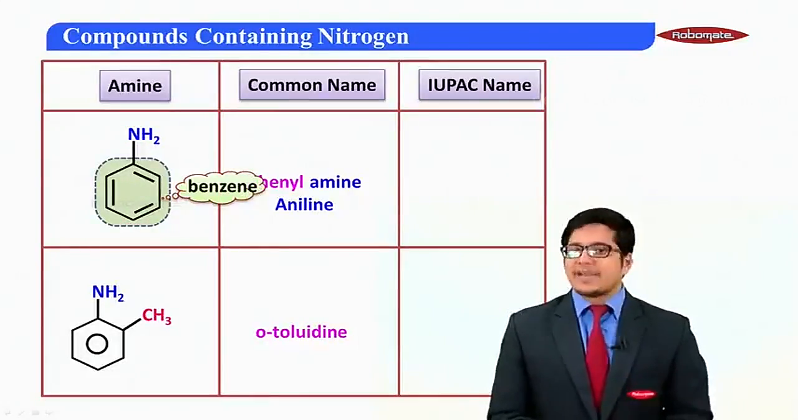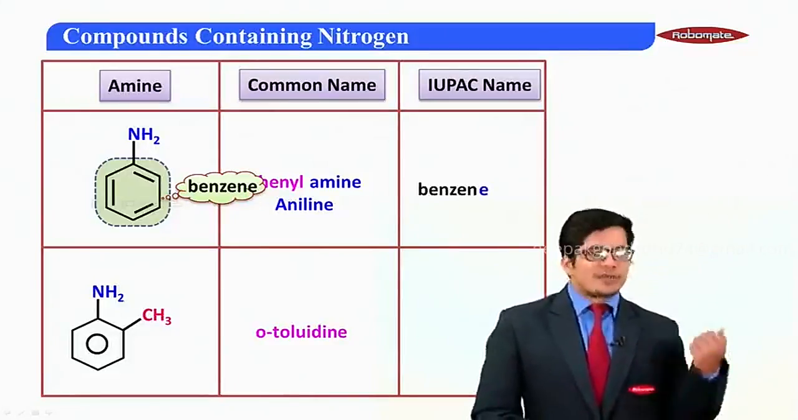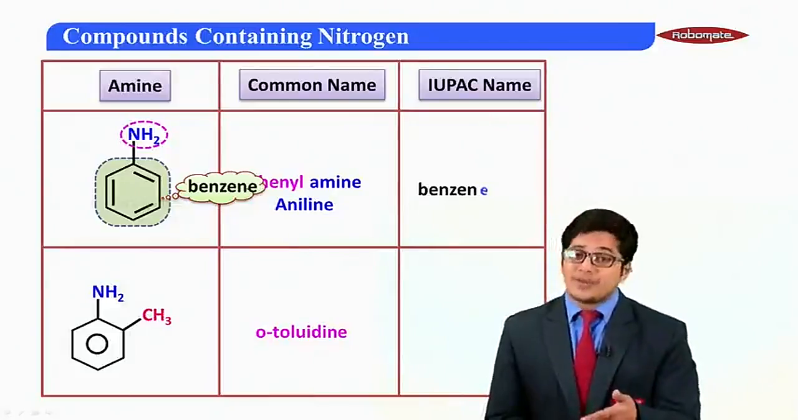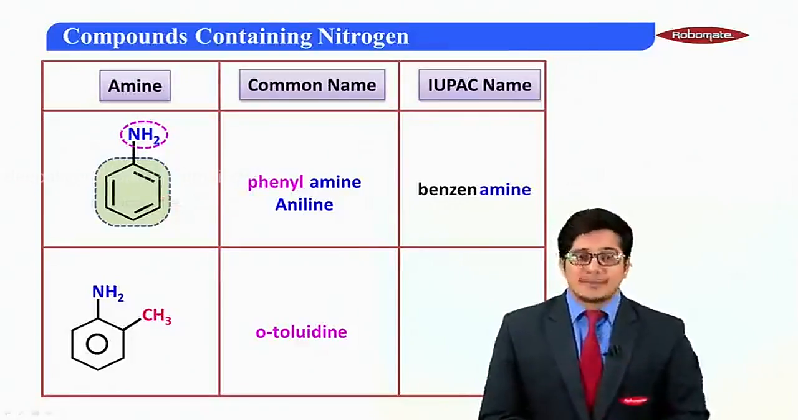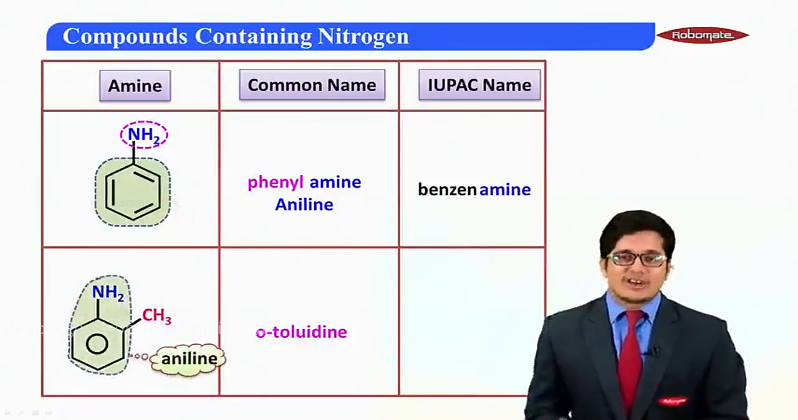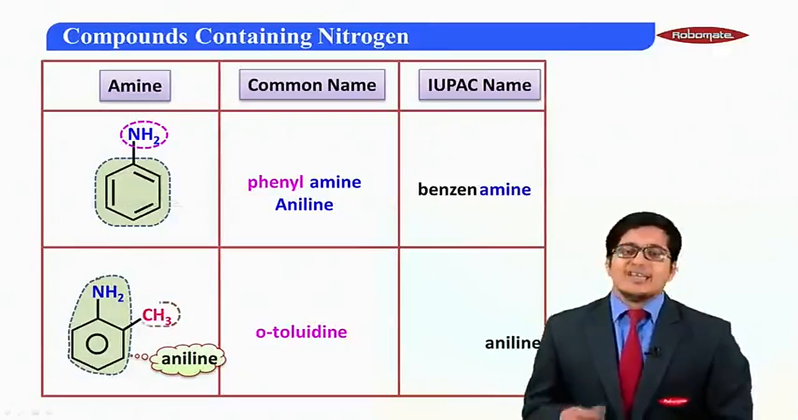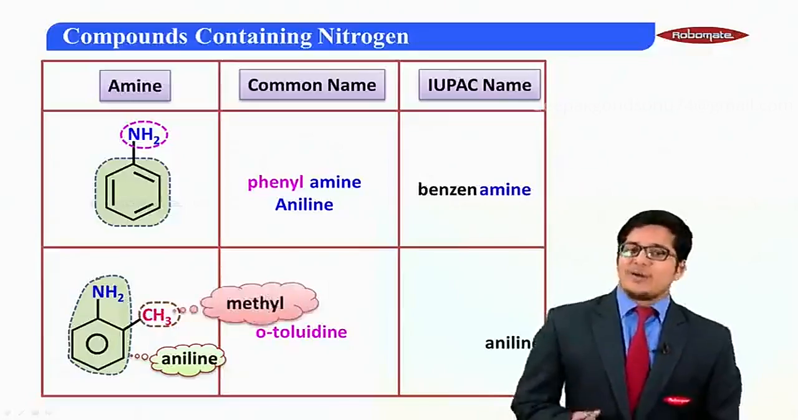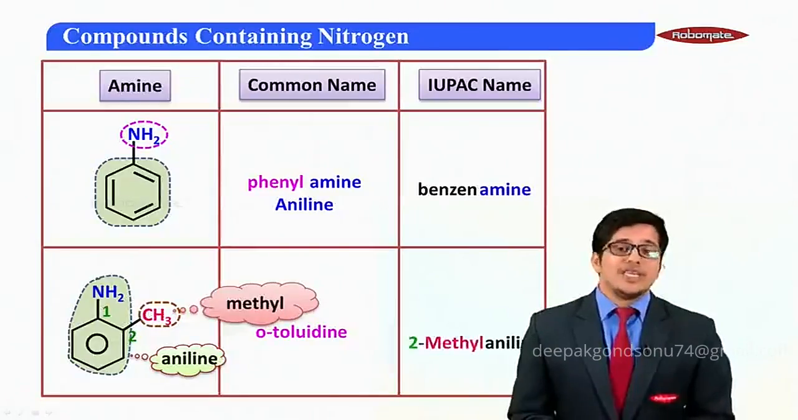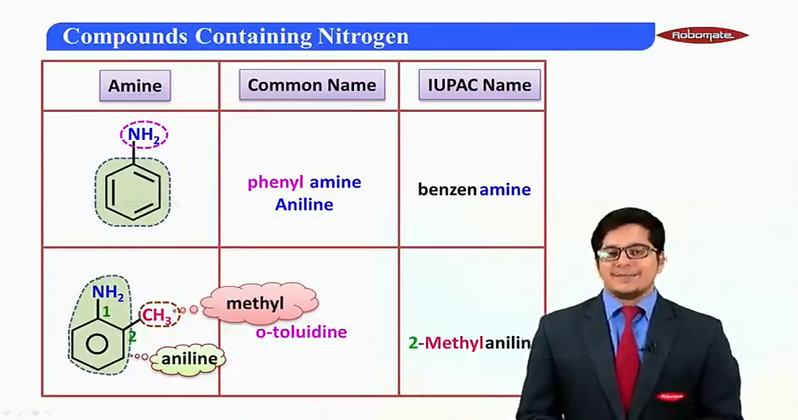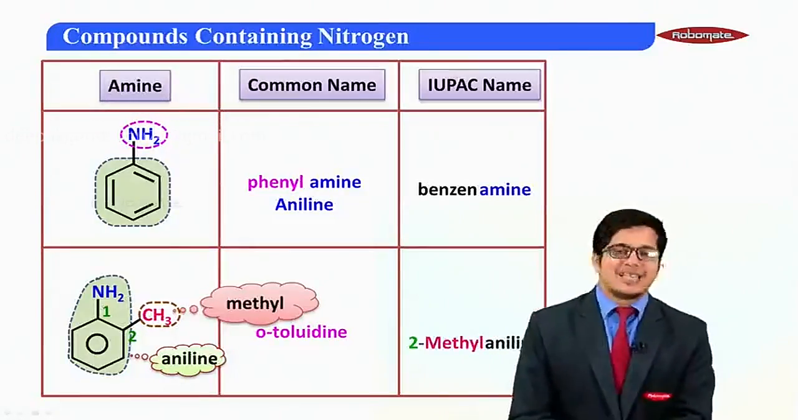Let's start with the IUPAC name of the first compound. Is it benzene? Yes, it is benzene. Now E should be removed. Instead of that, amine should be added. So what would be the name? Is it benzenamine? Yes, it would be benzenamine. Moving on further, let's talk about this. Is it aniline? Yes, it is aniline. So now, aniline is attached to CH3. So now what would be the name of this compound? We need to know the IUPAC name. So it would be 2-methylaniline. So this was all about this module, students. Meet you in the next module. Till then, thank you.